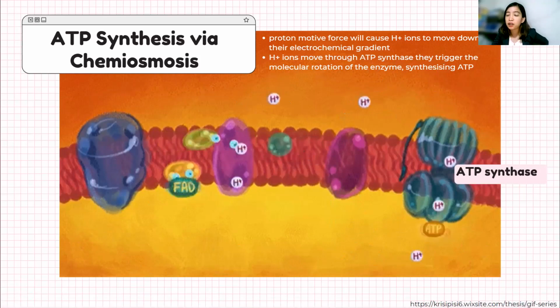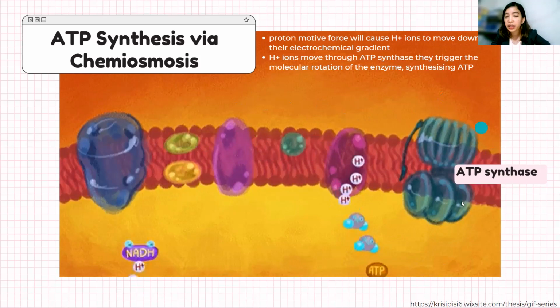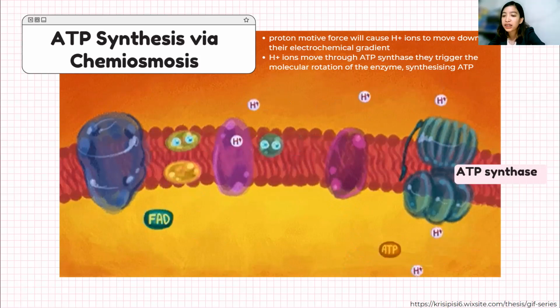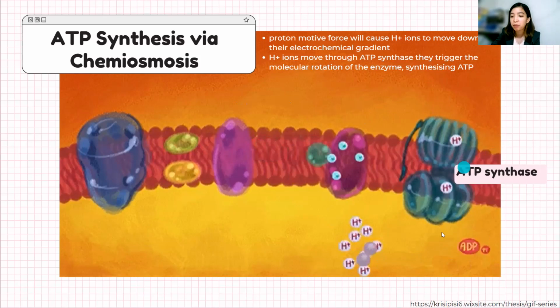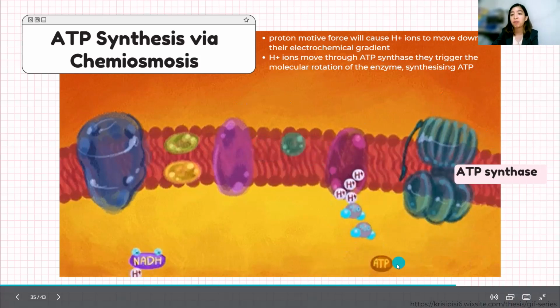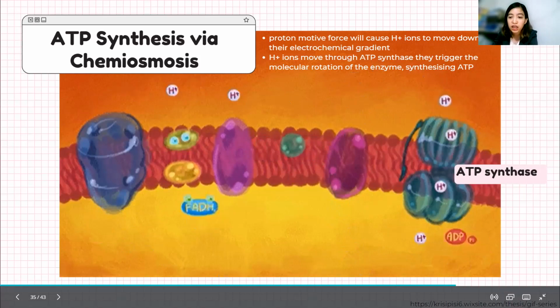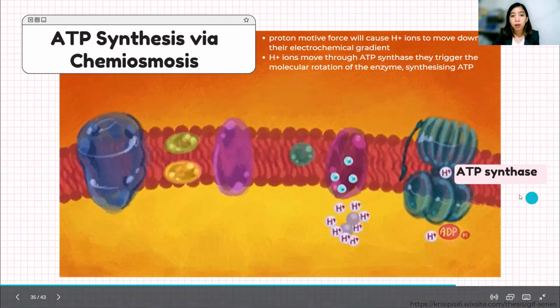And as these hydrogen ions move through the ATP synthase, this ATP synthase undergoes molecular rotation of the enzyme and synthesizes ATP. So ADP comes close and is synthesized into ATP. And this whole process, using one glucose, produces 32 to 34 ATP molecules.